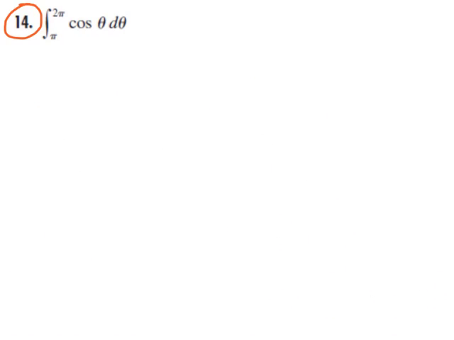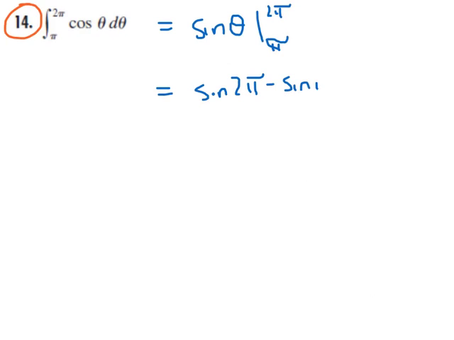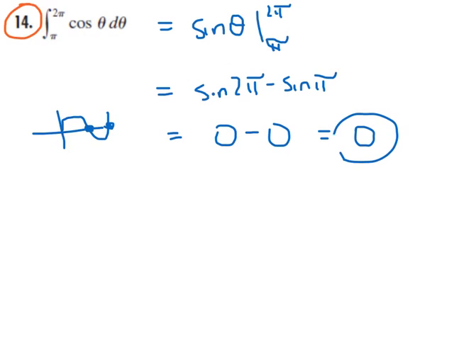Okay, let's just do the antiderivative here. The antiderivative of cosine theta d theta is sine theta. Make sure you get your signs right. So sine 2 pi minus sine pi is 0 minus 0. Right? Because sine 2 pi is right here, sine pi is right here, and that's 0.